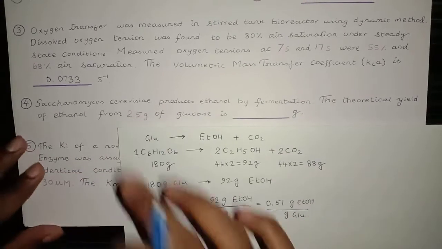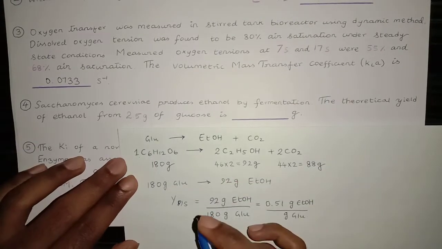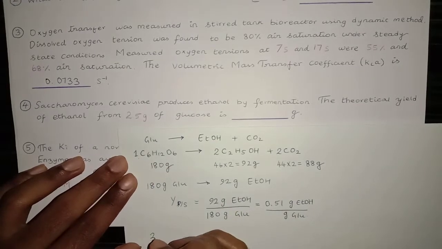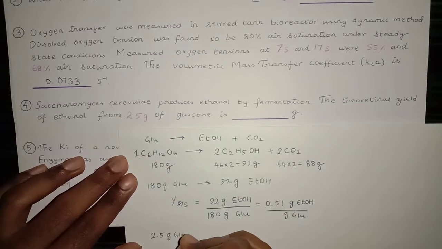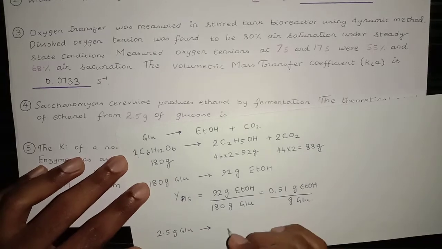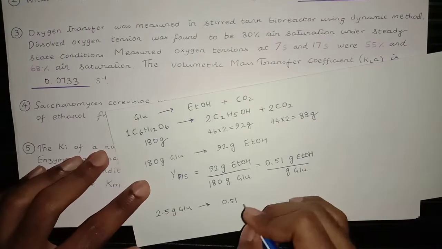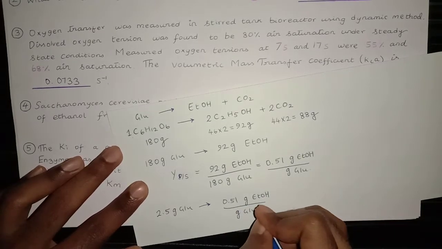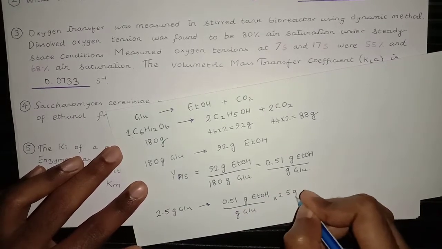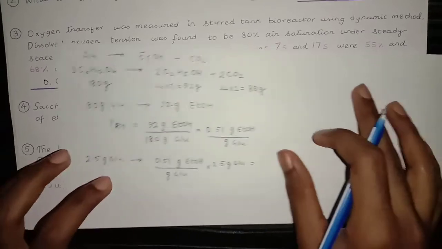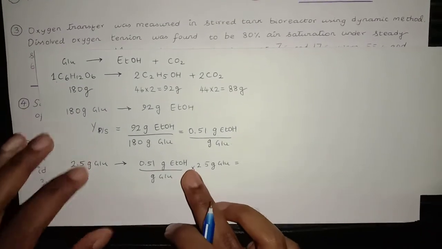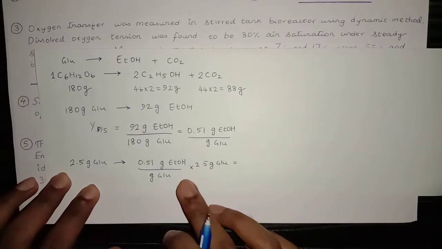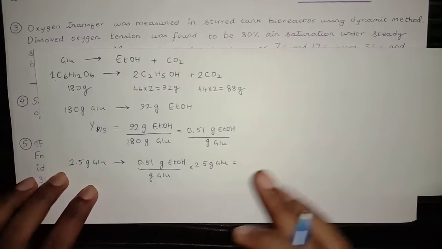But we are not taking 1 gram of glucose. We need to find the ethanol that is produced from 2.5 grams of glucose. Therefore 2.5 grams of glucose will produce 0.5 grams of ethanol per gram of glucose times 2.5 grams of glucose.